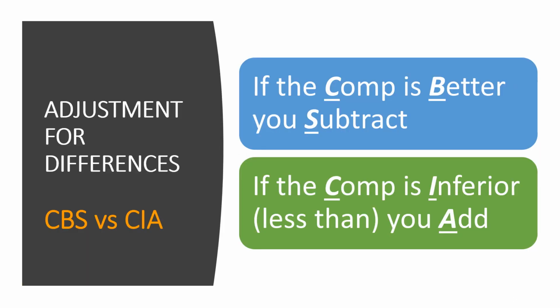When you're making adjustments for differences, if you remember CBS and CIA, it will help you know which direction you're adjusting. So if the comp is better, you're going to subtract. If the comp is inferior, meaning it has less than, you're going to add. Remember, we always adjust the comp, never the subject.